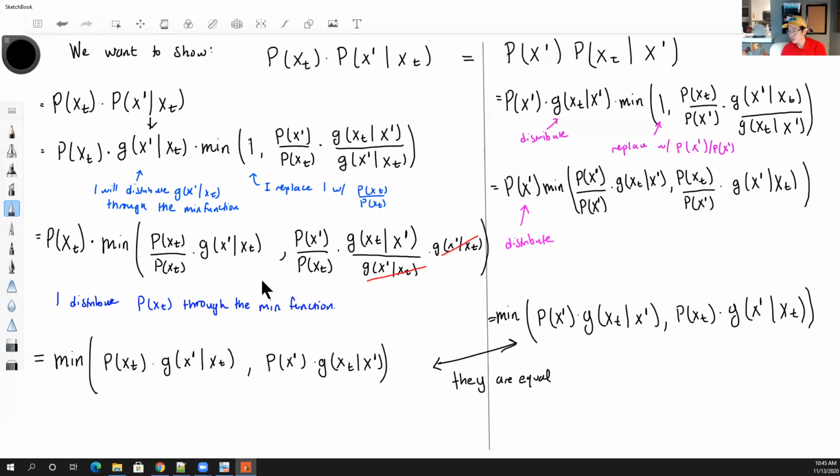I don't know if we had any questions. I hope the steps I did here were okay. I'm trying to show detailed balance here, and that's kind of how this all works.